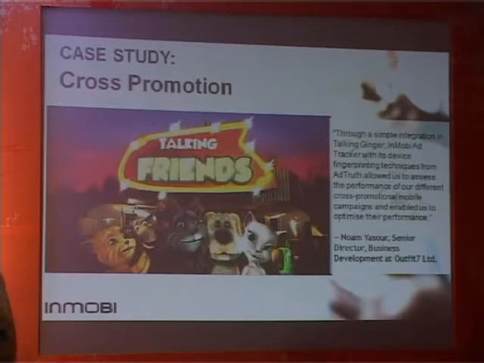So Talking Ginger is the latest app they have launched, and they've used InMobi Ad Tracker to be able to track their different cross-promotions and affiliate programs. They're running across different direct publishers, so they're not running advertising on InMobi, they're running on their own publishers. But by doing a very simple SDK integration within their app, and no integration whatsoever with all their different publishers, they are able to track their conversions across all those different affiliate programs.